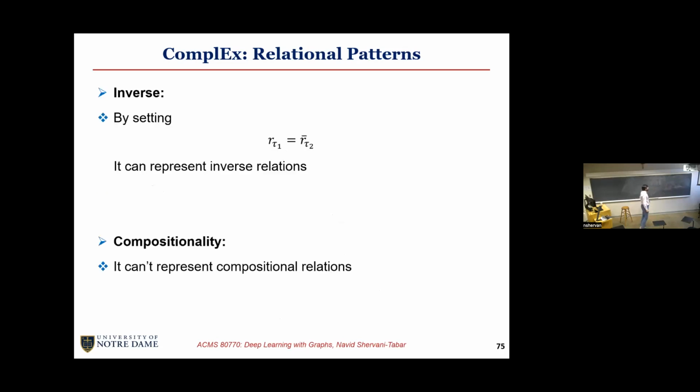Can we do inverse? Yes. I'm not going to go over it, but we would be able to do that by defining one relation embedding as the complex conjugate of the other relation embedding. But still, it has the problem of representing a composition type of relation, composition of two relations that will result in a third relation.